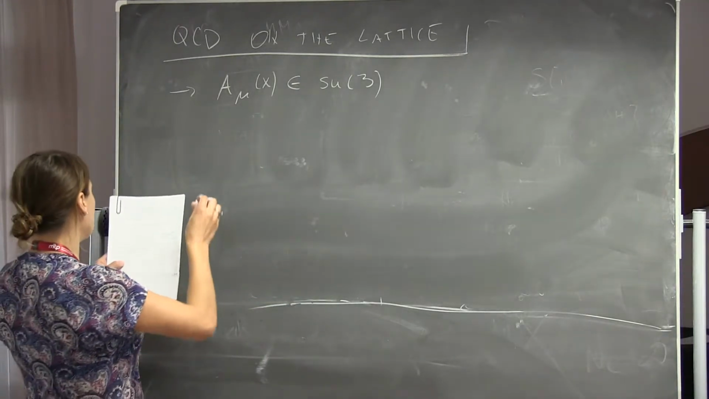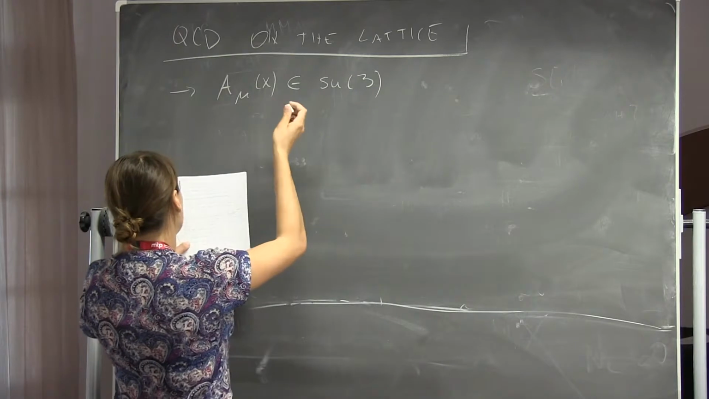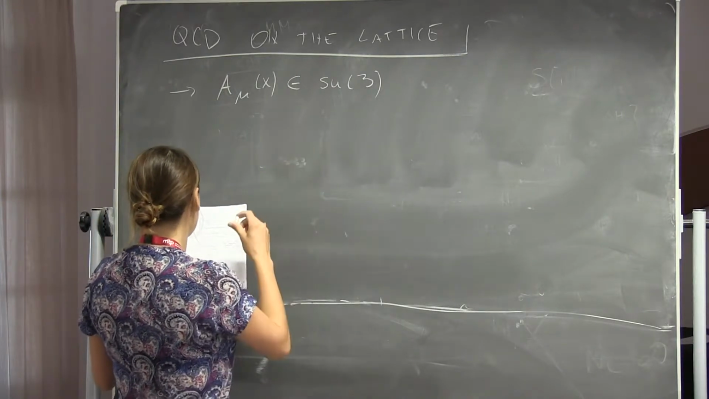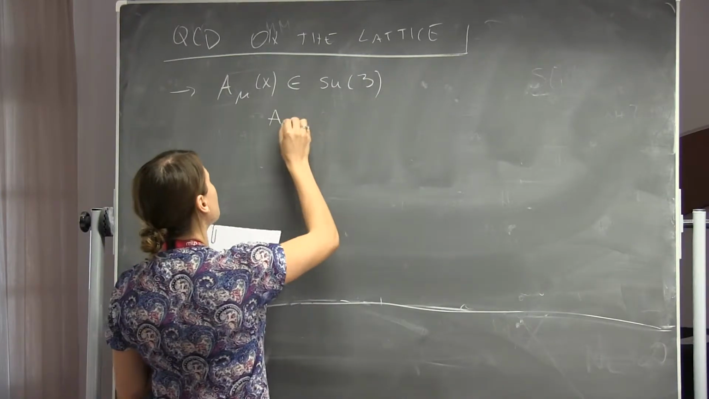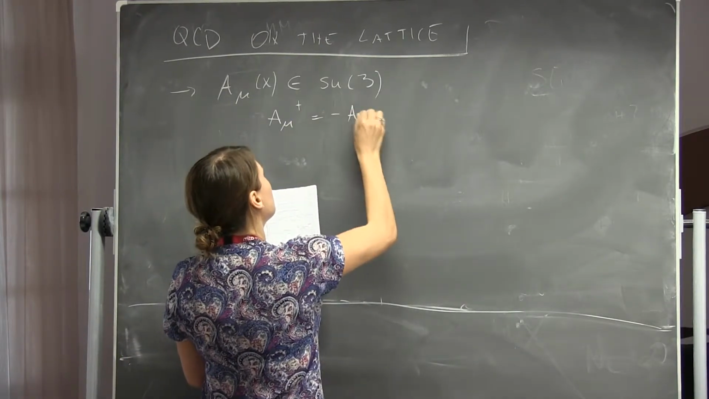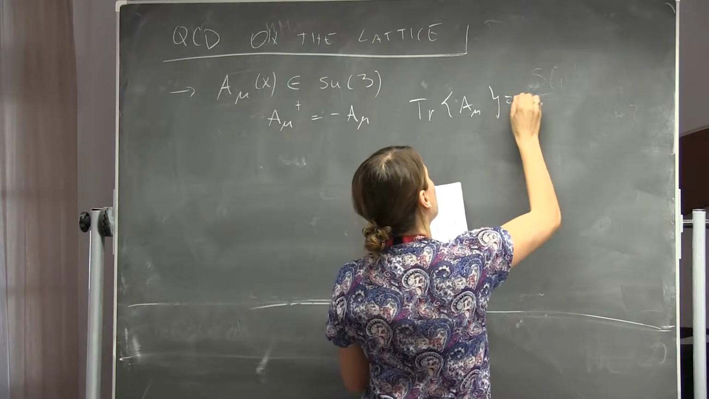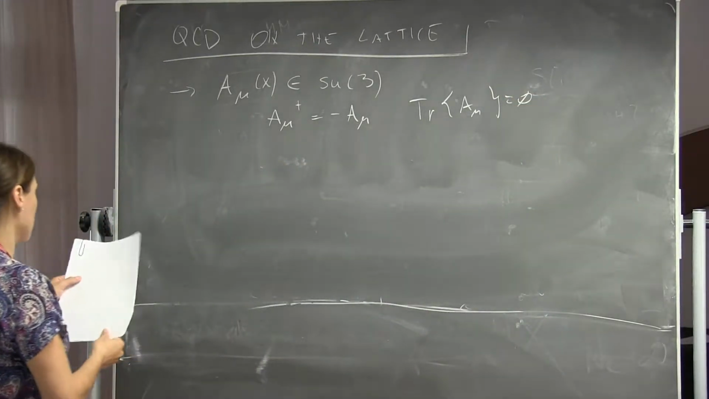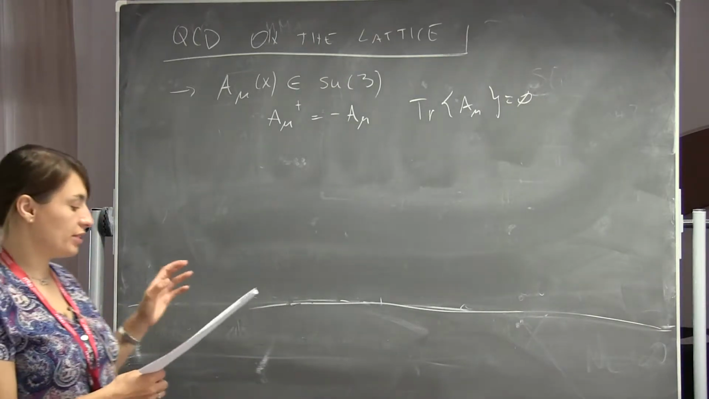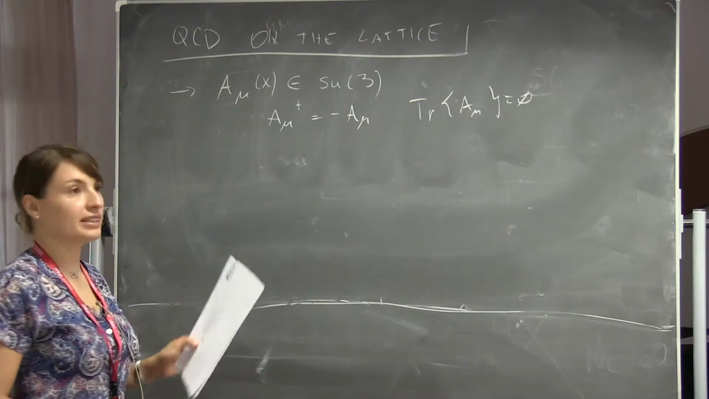So these represent the gluon fields, and recall that each SU(N) algebra element is actually a traceless anti-Hermitian matrix. So A mu dagger equals minus A mu, and the trace of A mu equals 0. And then let's look at the gauge transformation of both gauge fields and the matter fields in QCD.